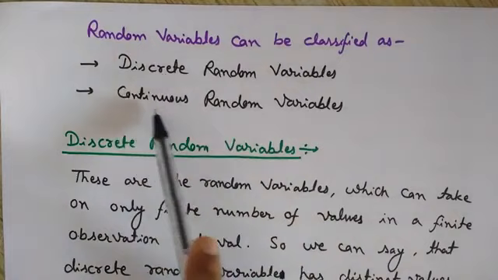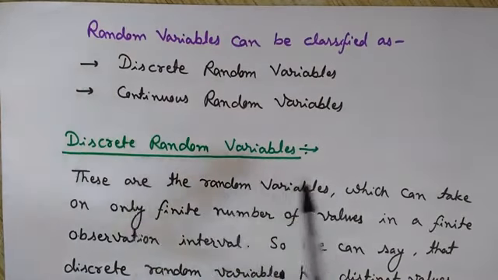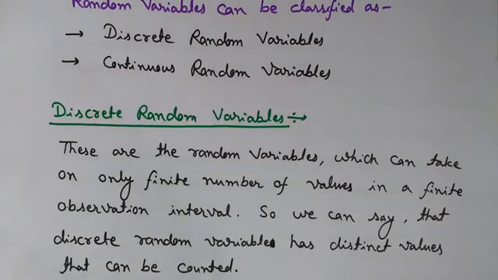Classification is discrete and continuous random variables. So what are discrete random variables? The example that I have given you of tossing 3 coins was an example of a discrete random variable. These are the random variables which can take on only a finite number of values in a finite observation interval. As in this coin example, we had only 8 outcomes. So this can be counted. It has a finite number of values in the outcome in a finite observation interval.